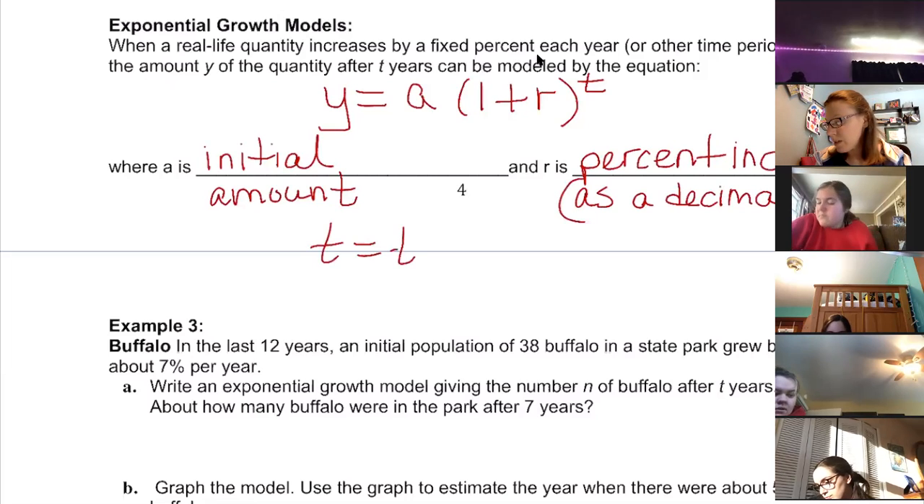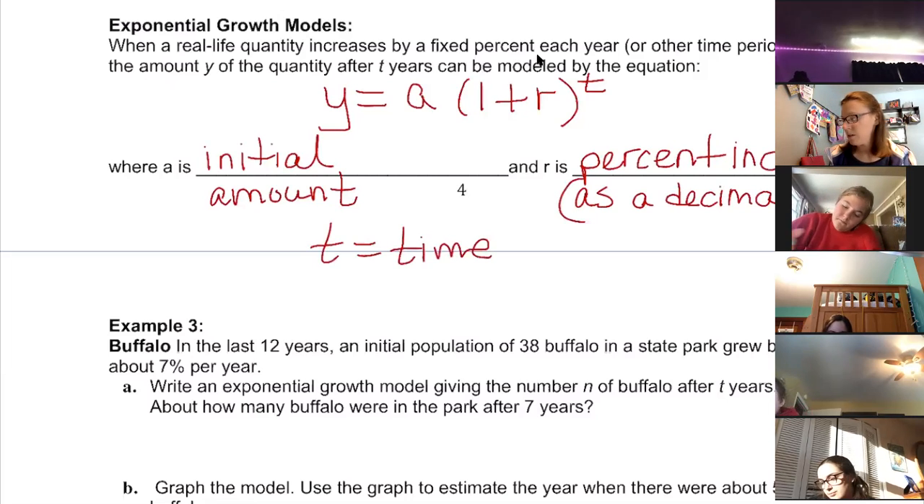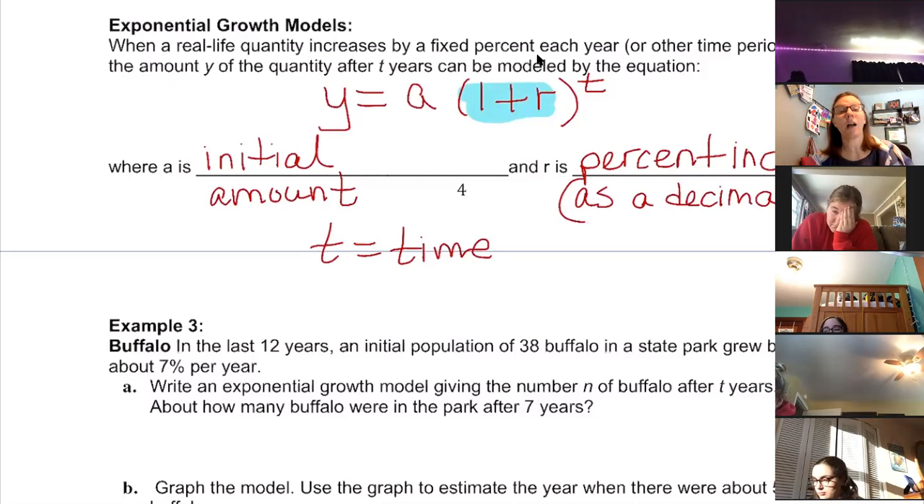T is going to represent time. So inside the parentheses, the reason it's 1 plus is because I'm starting with 100% of my population. So I have 100% of rabbits in my yard. And then that percentage increases. So beyond 100%, how much further does it increase? And that's why you're adding the rate to 1. Because to increase something, you have to take your 100% and go beyond it.